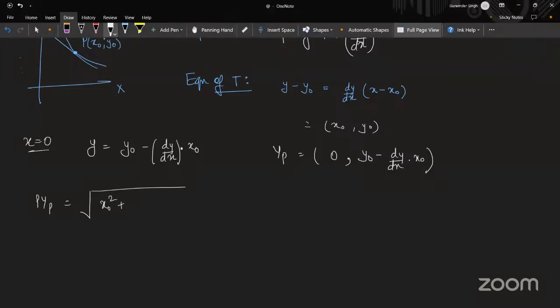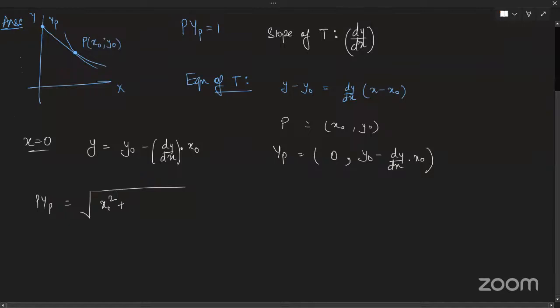So dy into dx, into dy by dx whole square, x into x naught whole square, right? Yes, correct.